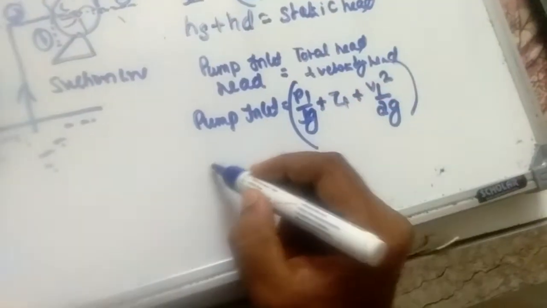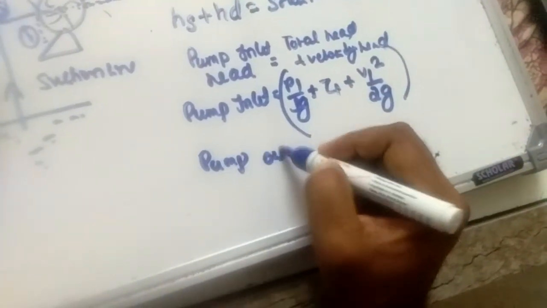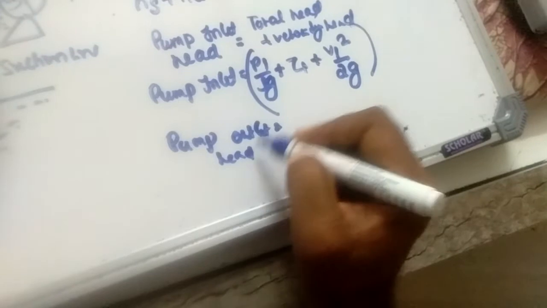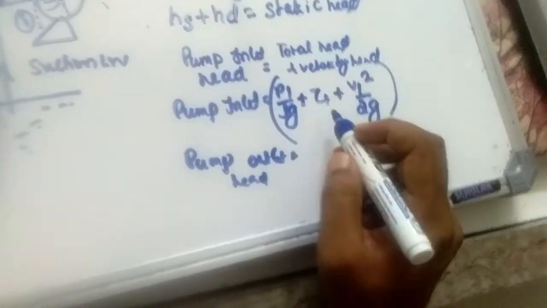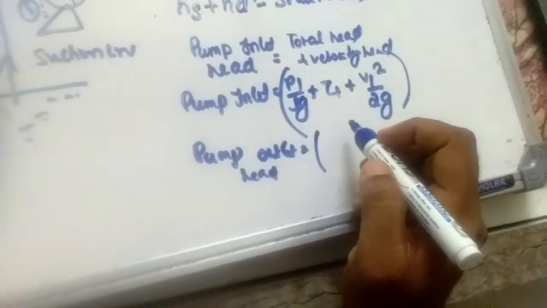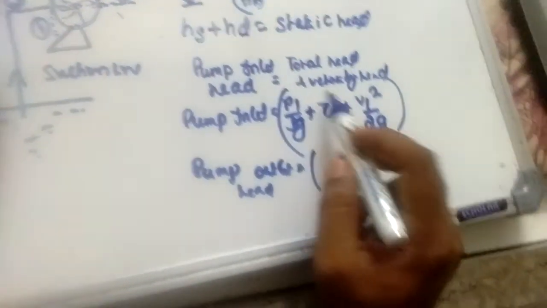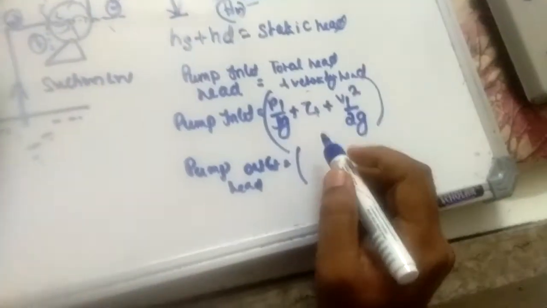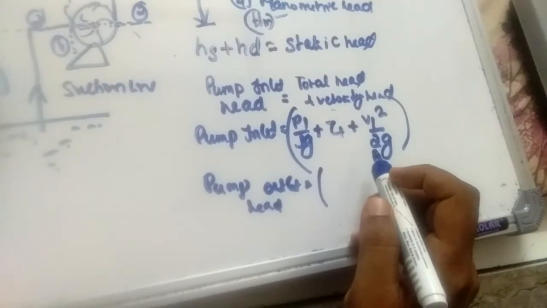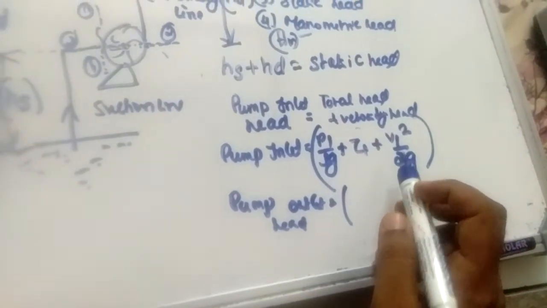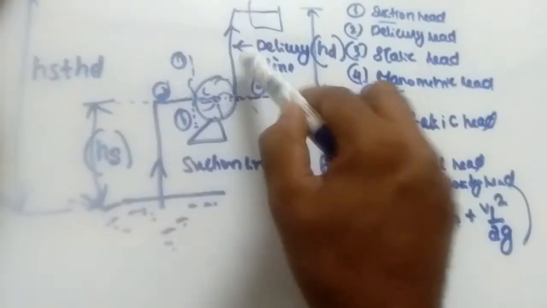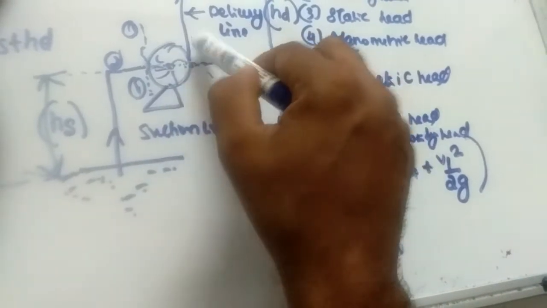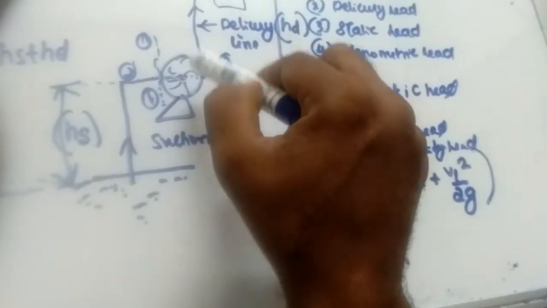If you go for the pump outlet, what is the head at the pump outlet? It is HM, the manometric head. The manometric head is given by the impeller to the water. Some losses take place here, so the manometric head is given because it is reacting towards the losses.